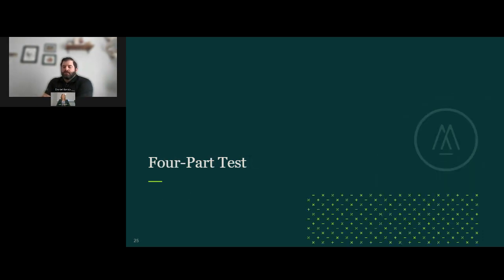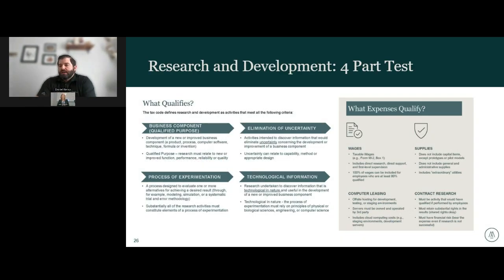To kick us off, first I'm going to discuss the four-part test. The four-part test is the qualification criteria in order to claim an R&D tax credit. All four of these items must be met. It's not 3 out of 4 or 2 out of 4. It's 4 out of 4 in order to claim an expense and claim a credit off those expenses. The first piece is a qualified purpose or a business component: the development of a new or improved business component, which is a product, process, software, technique, formula, or invention. And it must be created in order to improve the functionality, performance, reliability, or quality.